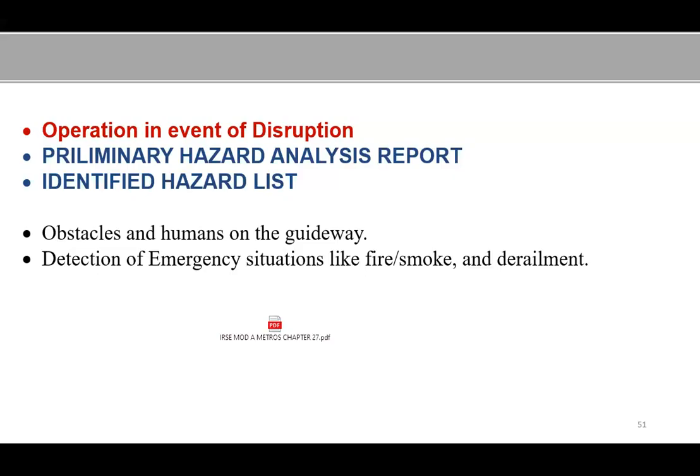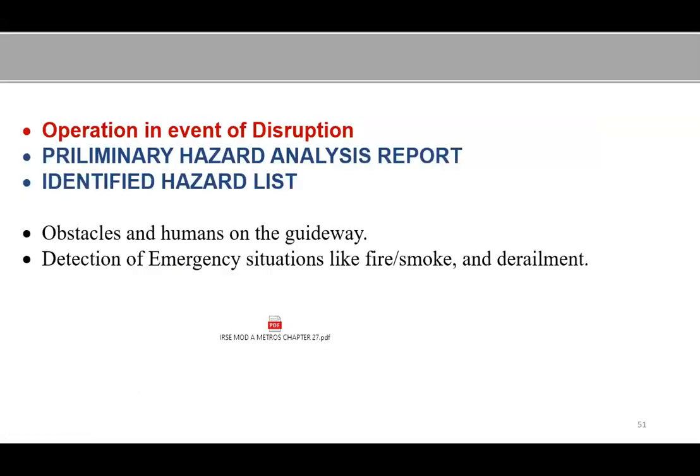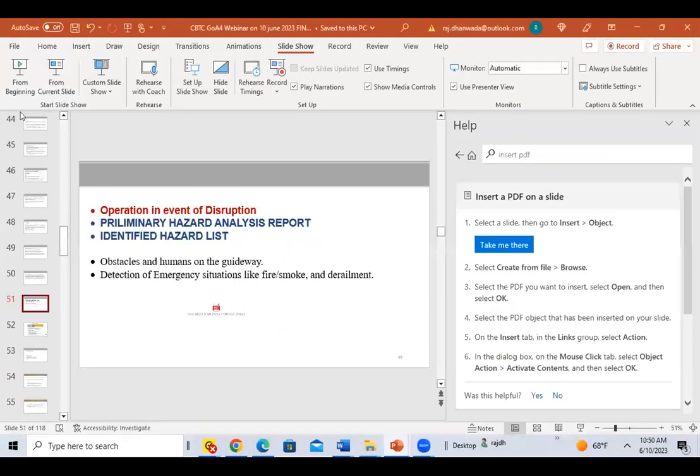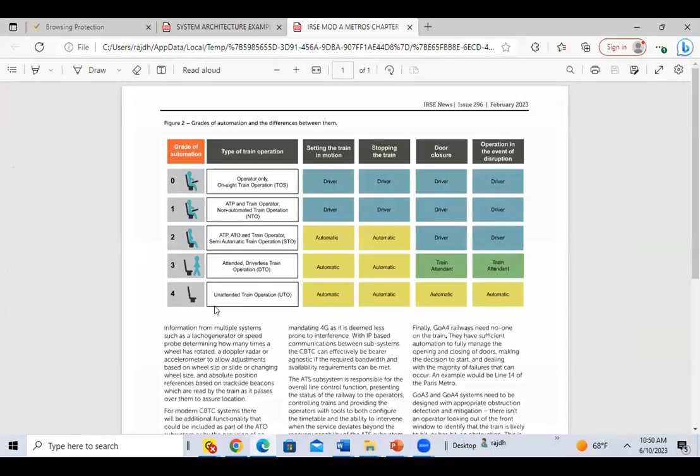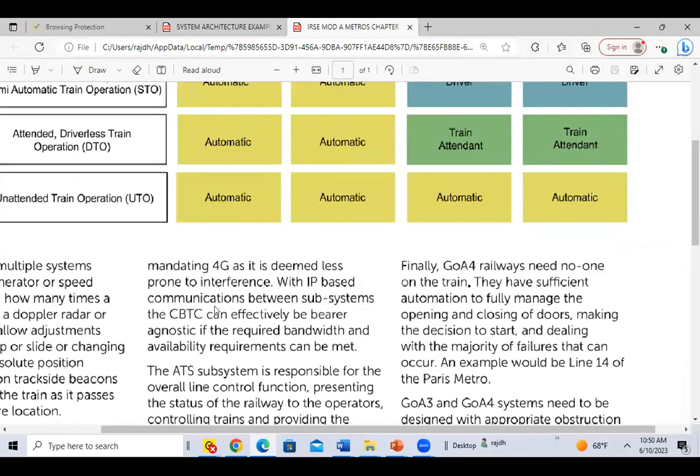Okay. And another most important thing is detection of emergency situations like fire, smoke or derailment. If such things happen, how it has to be done. So here I would like to give you a small example of how it is given in several countries in the standards. Just I would like to show you here. So this is the IRSE, Institute of Railway Signal Engineers standard, which is dealing with GOA4.